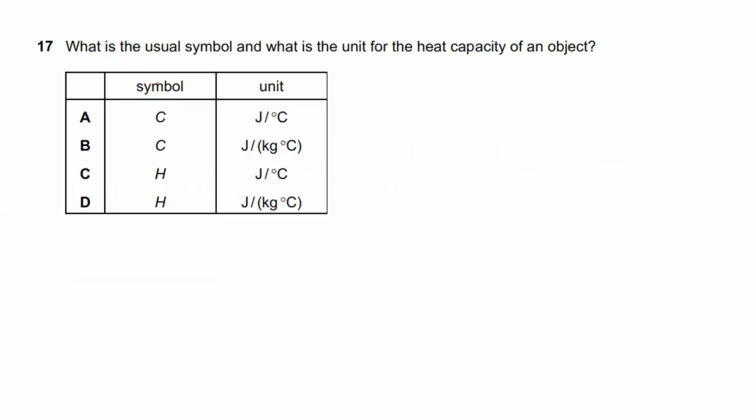Next question, question number 17. It says, what is the usual symbol and the unit used for heat capacity of an object? So heat capacity is generally denoted by C, and the heat capacity is given as joules per degree centigrade. So remember, this is specific heat capacity. And the symbol for specific heat capacity is small c, not capital C. So answer A is the right choice we have.